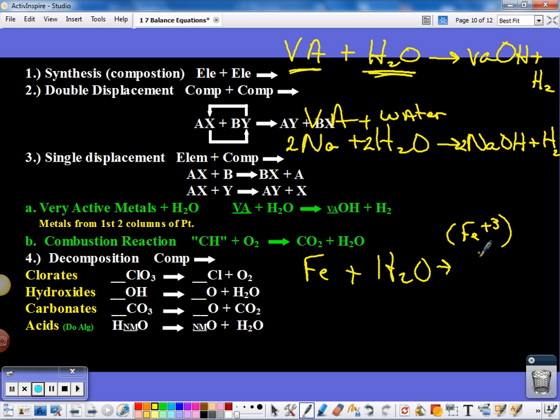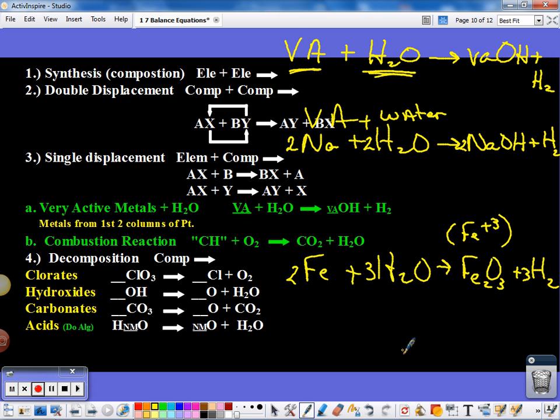Okay? So we're going to have FeO, Fe2O3, right, plus H2, because all the hydrogens are kicked out and they have to form H2. All right? And then, of course, you balance 2, 3, 3, that balances. Okay? So that's one exception.